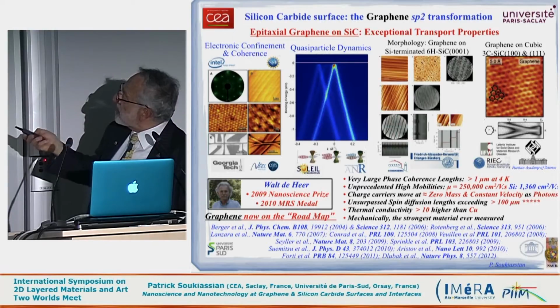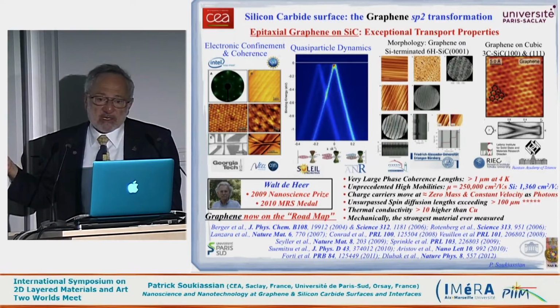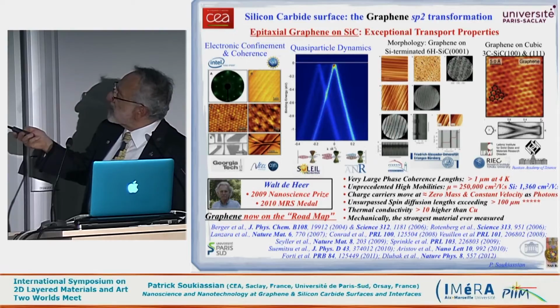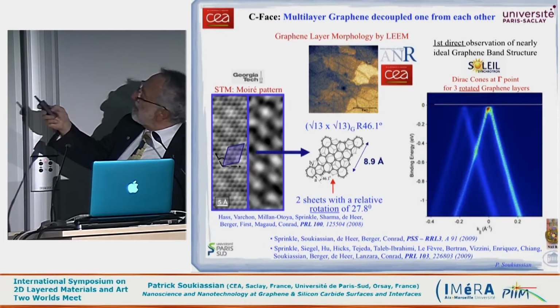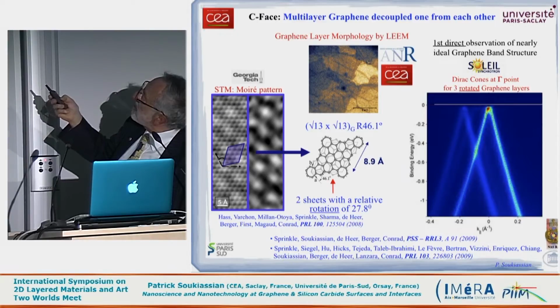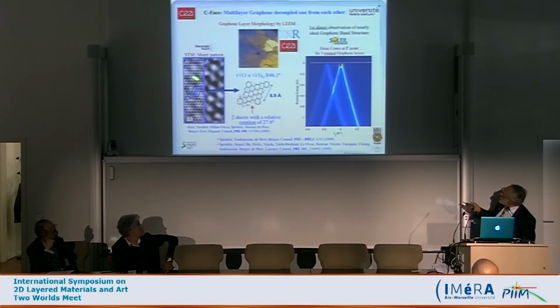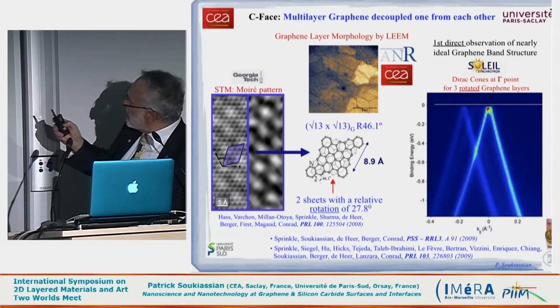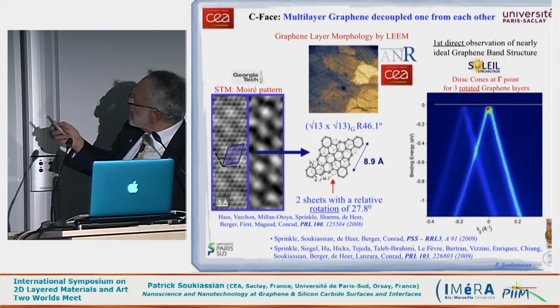So it has outstanding properties, but graphene, you see, is now on the roadmap, which is meaningless because, as I told you, you have to evacuate calories, but precisely, it can maybe evacuate calories. Then, just to show you, this is the first direct observation of a nearly ideal graphene band structure with a very strict Dirac cone. You can see how straight it is. And when you are on a carbon face, you have several sheets of graphene which are strictly decoupled from each other. That has been done on a sample coming from Atlanta, from Georgia Tech.